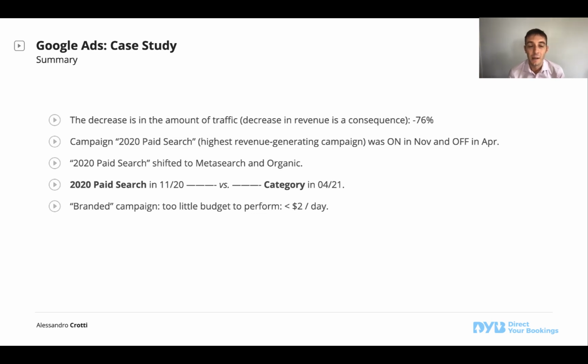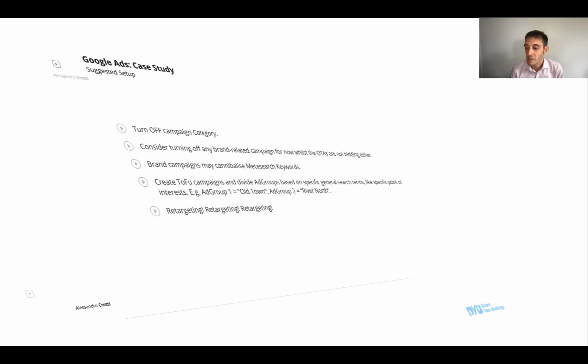As a matter of fact, the revenue generated from the campaign in November probably, definitely shifted to organic channels. So either meta search, organic channels, so direct, book direct, or whatsoever, or meta search campaigns. Finally, part of the problem is that the branded campaign, which was supposed to be a brand protection campaign, has too little budget to perform, and therefore no revenue from the campaigns. This is pretty much it.